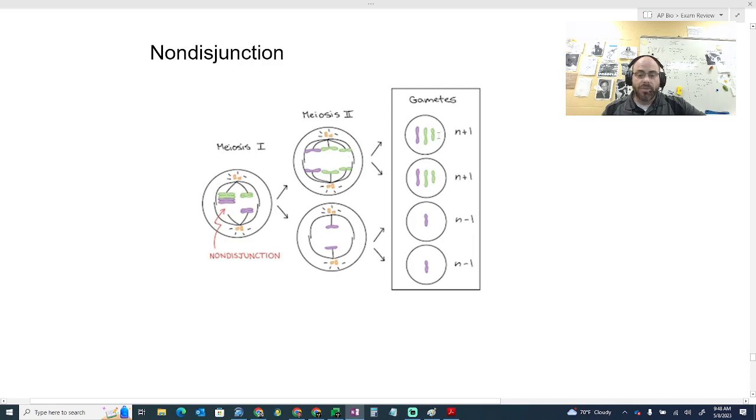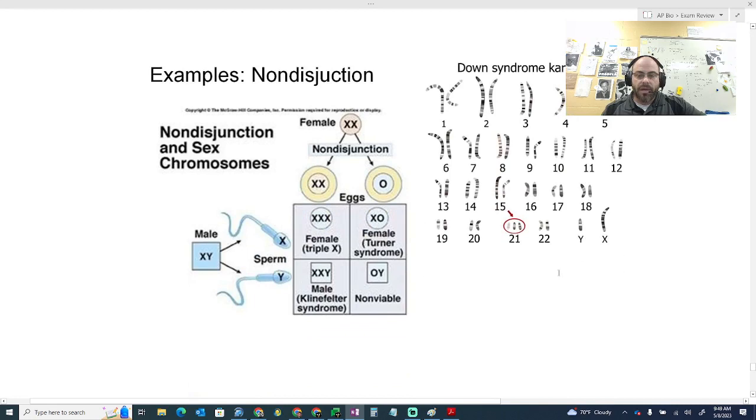What's that going to cause? It's going to cause the individual to have more or fewer chromosomes than they should have. If it's non-disjunction in meiosis 1, you're going to see this pattern: N+1, N+1, N-1, N-1. If it's non-disjunction in meiosis 2, you're going to see two possible normal gametes, and the other two are going to be N+1 and N-1.